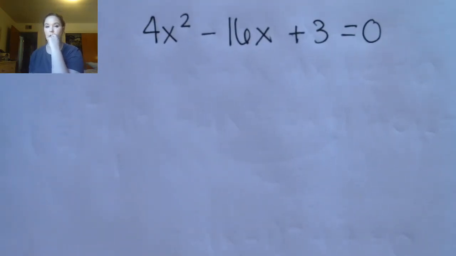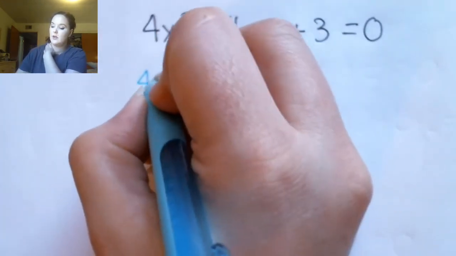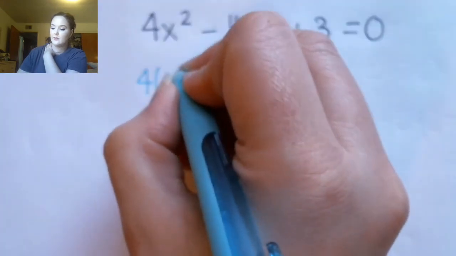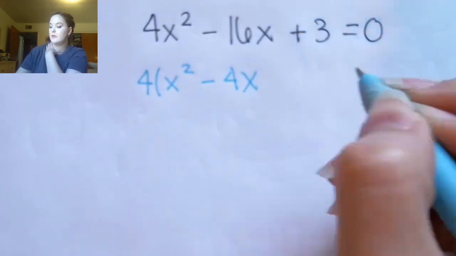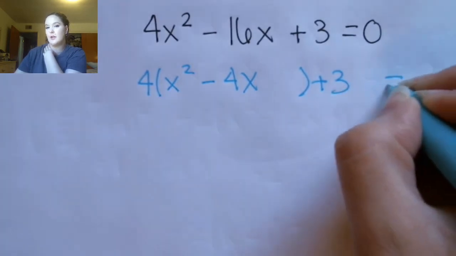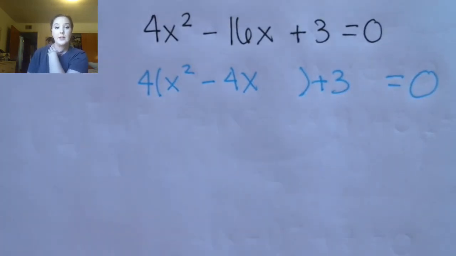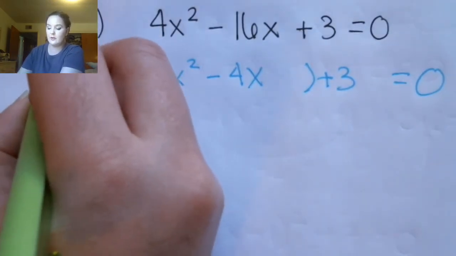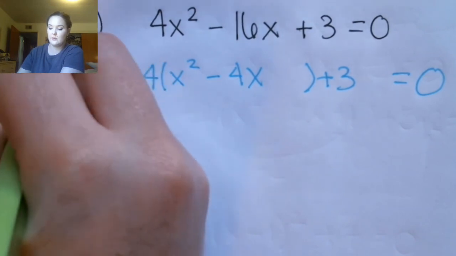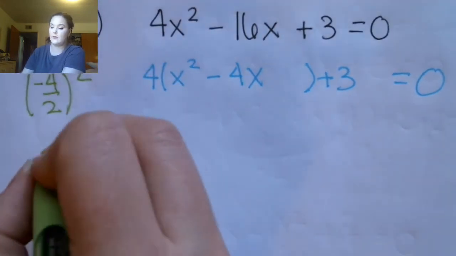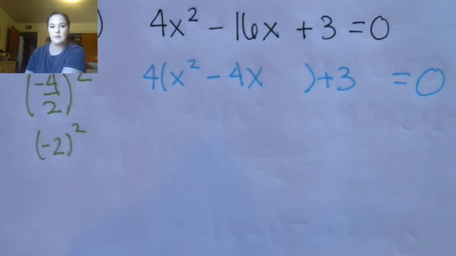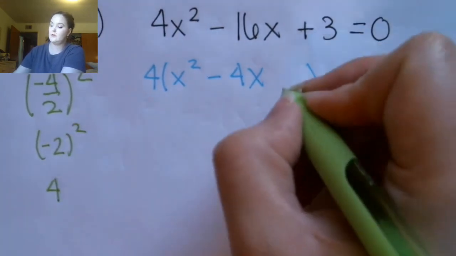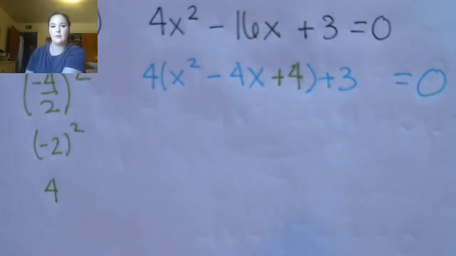Okay, so the first thing we're going to do is group together our first two terms and factor out that 4. So I'll get x squared minus 4x. Okay. My plus 3 is just out here. Okay. And then I'm going to decide what number needs to go here. So I'm taking my coefficient of x, which is -4. Okay, I'm dividing it by 2, and I'm squaring it. Okay, so I would get -2 squared, which is 4. So I'm going to put plus 4.